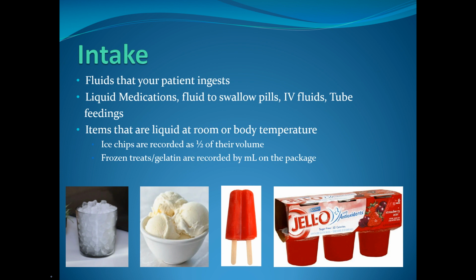We want to include frozen treats and gelatin. So frozen treats might be things like ice cream, a popsicle, Italian ice, etc. And then gelatin, the brand name for that is Jell-O. So you might see a gelatin or you might see Jell-O. For those items, they are recorded by the milliliters on the package, and you will see that with your hospital food.